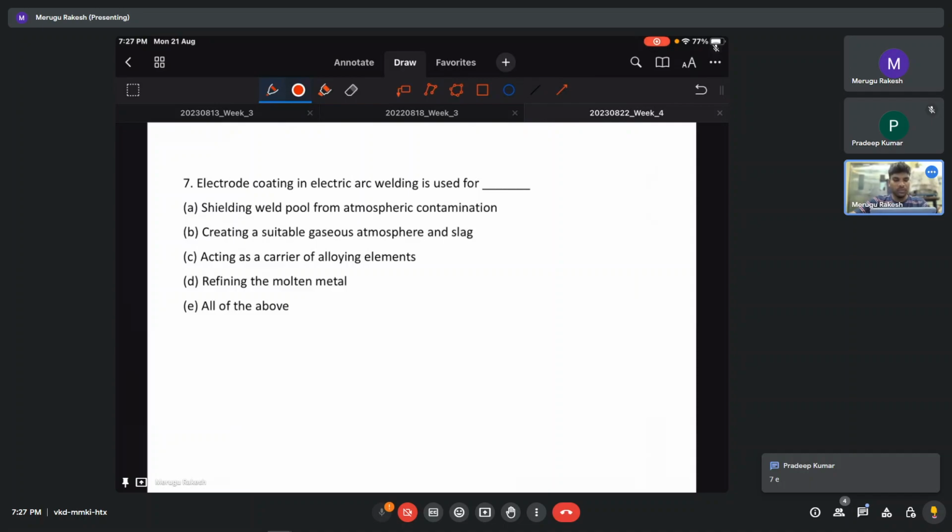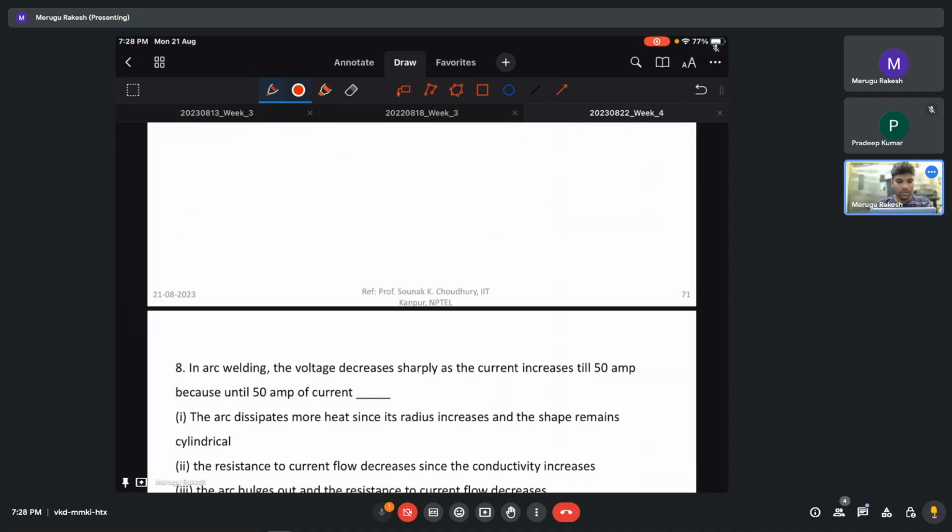Yeah, good. So electrode coating in electric arc welding is used for shielding the weld pool from atmospheric contamination. This is correct, and creating a suitable gaseous atmosphere and slag, that is also correct. Acting as a carrier for alloying elements, that is also correct. And refining the molten metal, that is also correct. So option E will be the correct option. This is also a coating material. In some cases, we can also call it a flux material, along with some other alloying elements, which is mainly made of material similar to the base material. Okay, let us move to the next question.